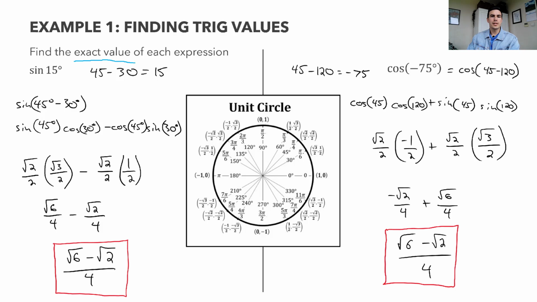All right, here's our process here. I used 45 minus 120, that equals negative 75. And then we go about the same process, but with cosine, and we get root 6 minus root 2 over 4 again.